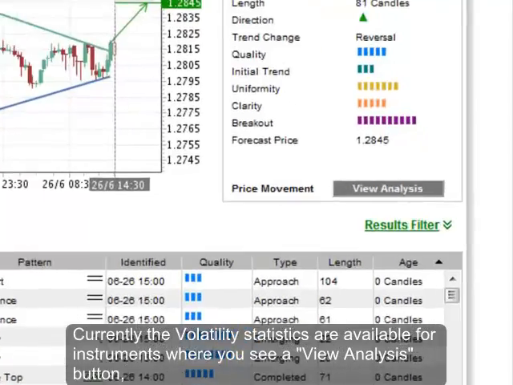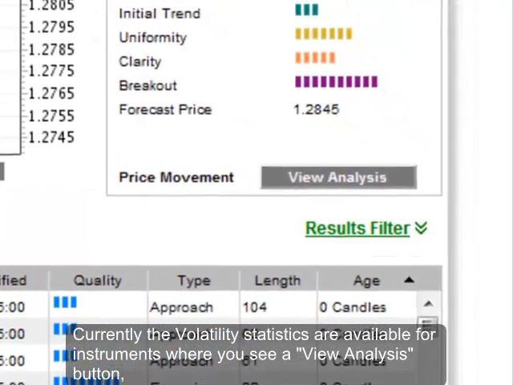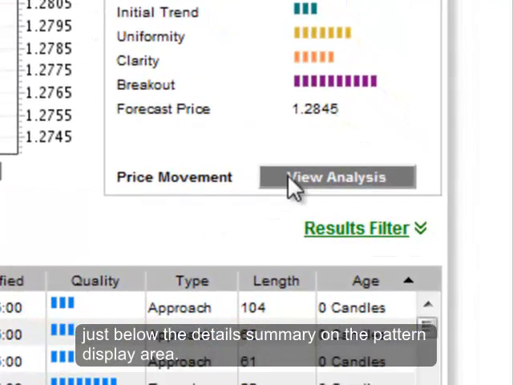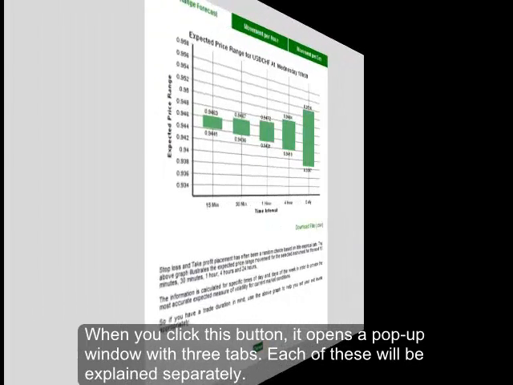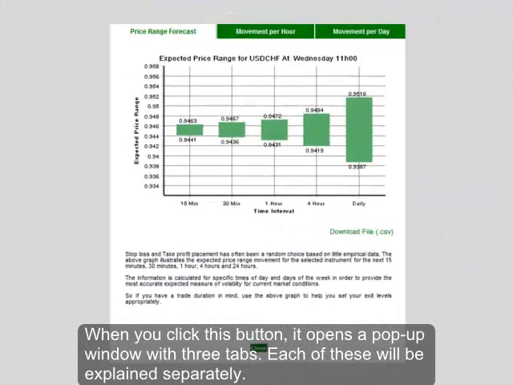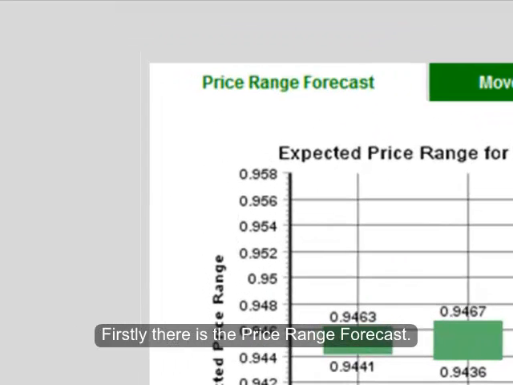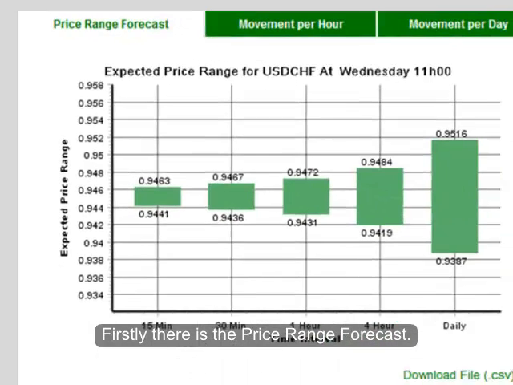Currently, the volatility stats are available for instruments where you see a View Analysis button just below the detailed summary on the pattern display area. When you click this button, it opens a pop-up window with 3 tabs. Each of these will be explained separately. Firstly, there is the price range forecast.